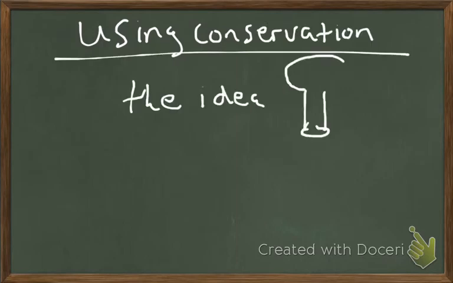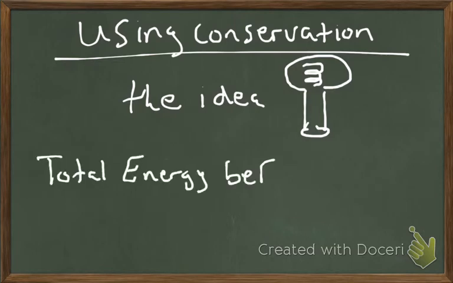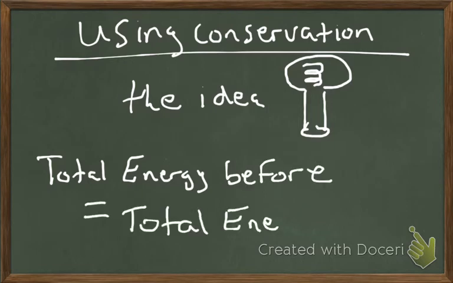Now we're going to use the idea of conservation, where we're going to use potential energy and kinetic energy together. And you will see why this can be very useful. Like we said, the total energy before will equal the total energy after. That's the big idea here. So if I add up all of the kinetic and potential energy at one point, then it will equal all the kinetic and potential energy at another point.